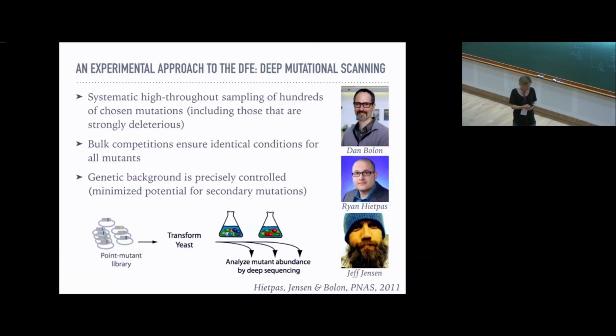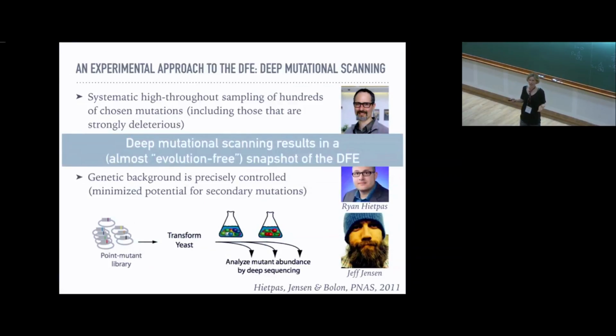And so there's really a minimized potential for measuring anything but the effects of those single mutations, or whatever mutations we chose. And so in a way, given the definition I've given you, this is almost like an evolution-free snapshot of the distribution of fitness effects, in the sense that it completely gets rid of any new mutation, and it pretty much gets rid of genetic drift because the population sizes are very large, and clearly no migration is happening because we're in a bulk competition. And so even though allele frequencies are changing and we're actually using those allele frequency changes in order to estimate selection coefficients, it's not an evolution experiment per se.